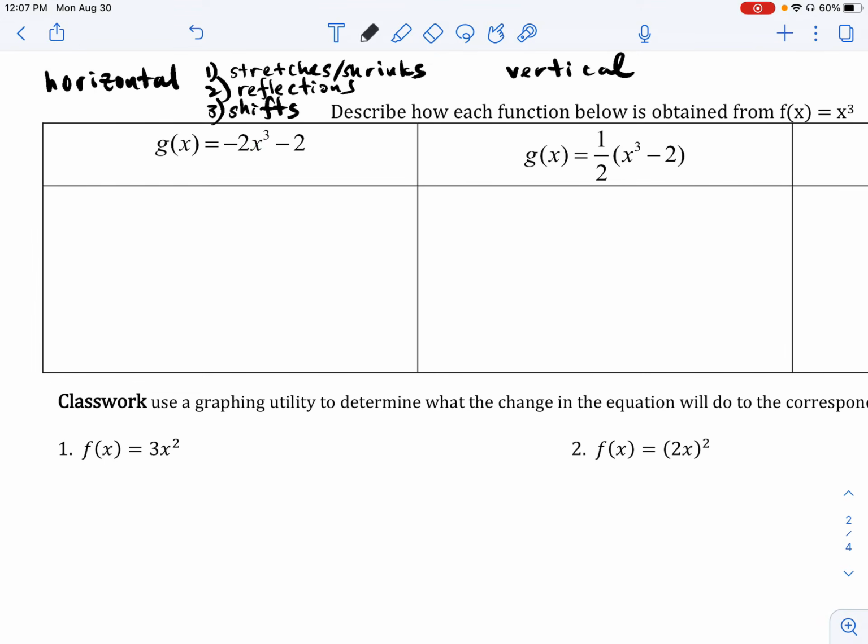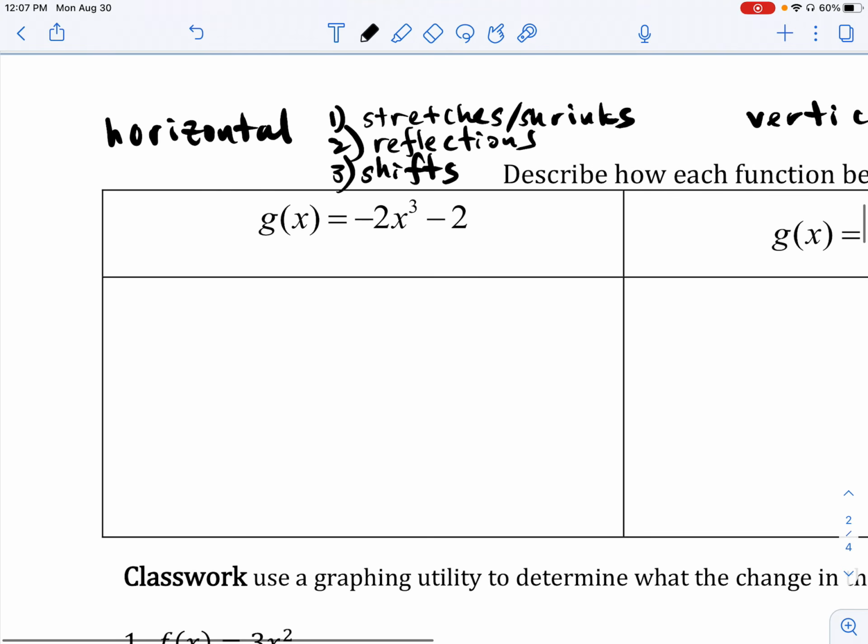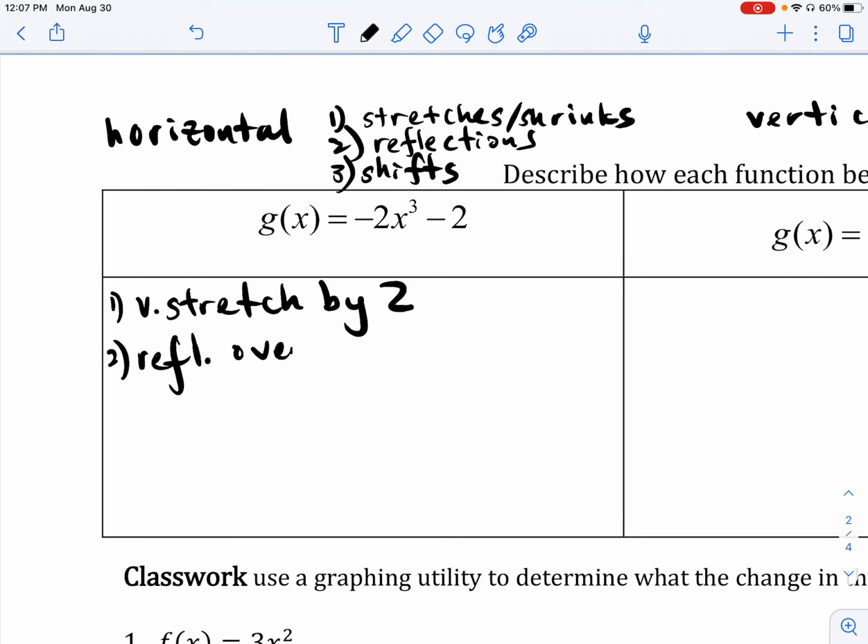So look at this first example here and ask yourself, is anything happening to my argument? Is anything happening horizontally? Do I have any horizontal transformations? And the answer is no. Nothing is happening to just our argument. Everything appears to be vertical. So we will say first, we are going to have a vertical stretch by 2. Then we have a reflection over the x-axis.